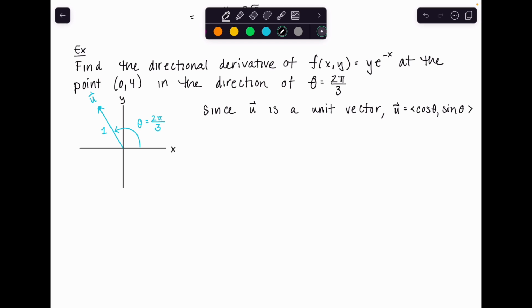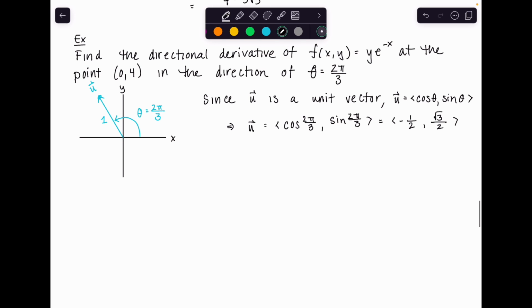So the vector u that we're looking in the direction of has components cosine of 2 pi over 3, sine of 2 pi over 3. And again, pi over 3 is a 60-degree angle. We are in quadrant 2, so that means the x is negative. So this first component is negative 1/2. The second component is positive. It is root 3 over 2. So this is my unit vector u.